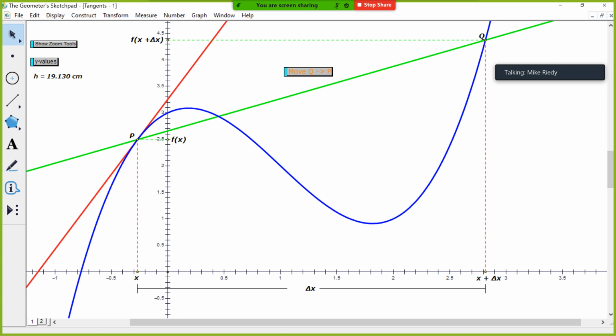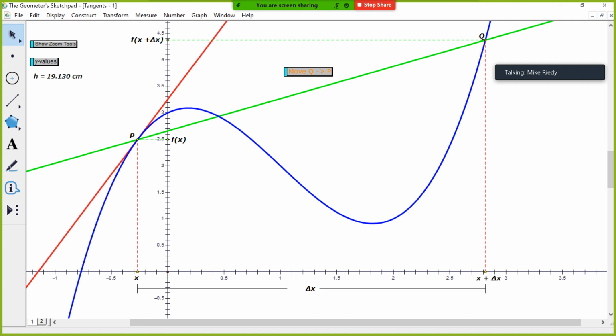Now we take Q. Where is Q? Well, Q's over there somewhere. So I moved over to the right and got Q. How far did I move over to the right? You'll see at the bottom, I moved over delta x units to the right. I didn't have to go to the right. I could have gone to the left, but I decided to go to the right.